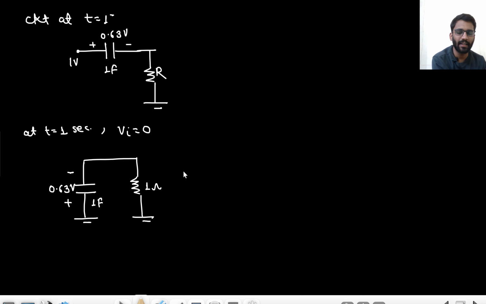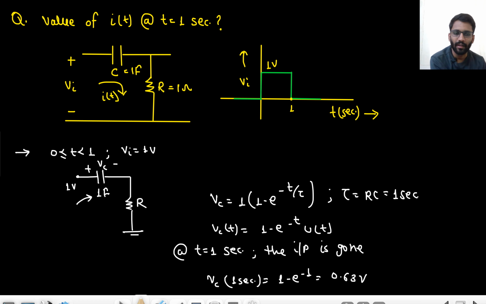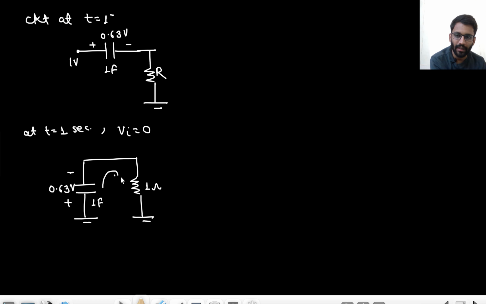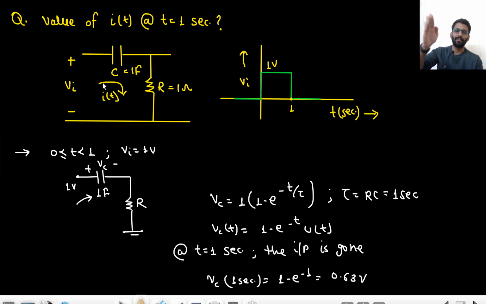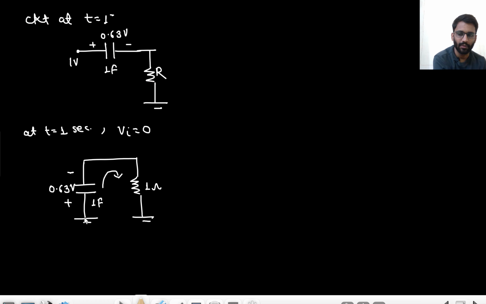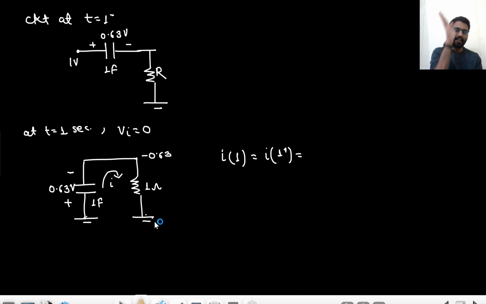Now they are asking what is the current at t equals 1. The direction of the current is given, flowing out of the capacitor, like this. So if this point is 0, I will call this current I, the current at 1 plus second. If this is 0, this would be minus 0.63. That means the current is flowing in the opposite direction, in this direction. So you can write minus 0.